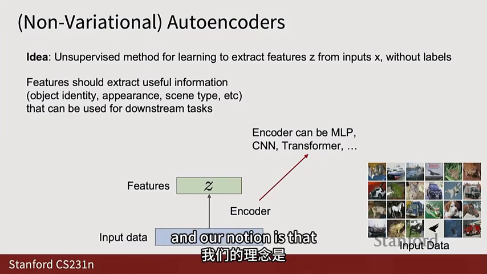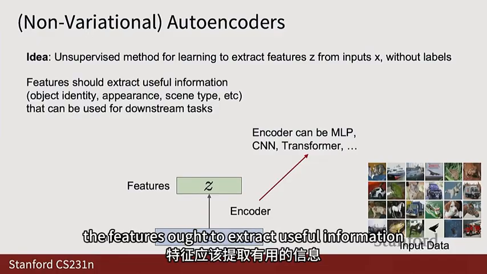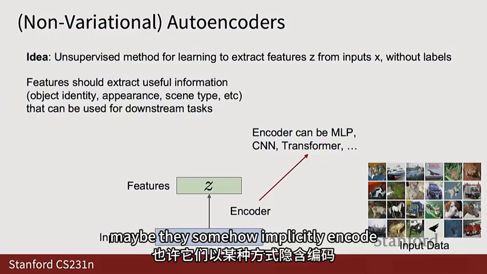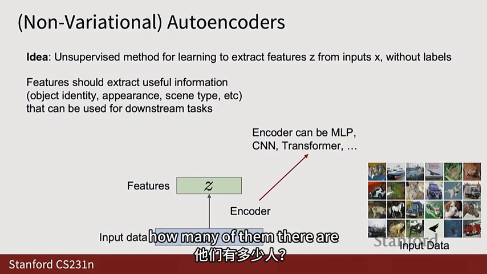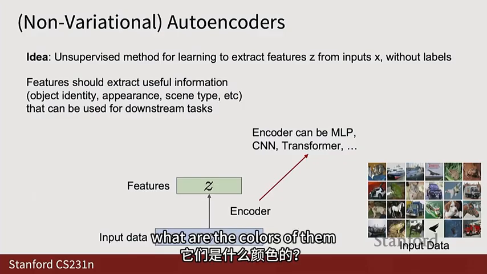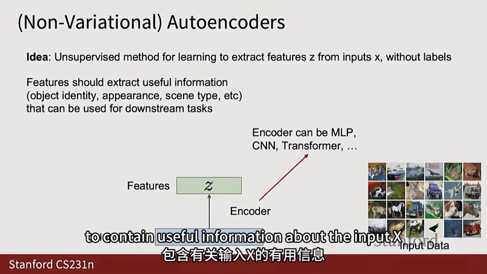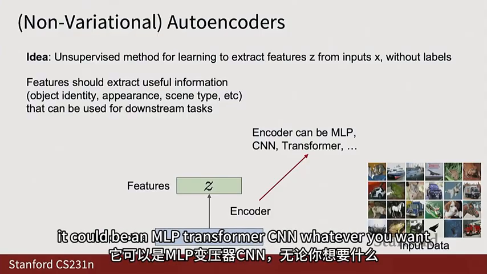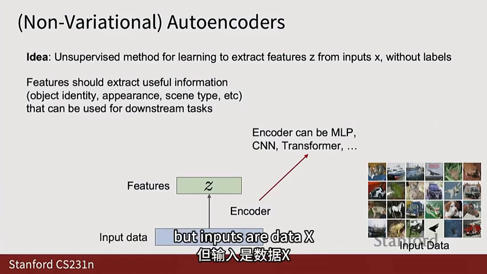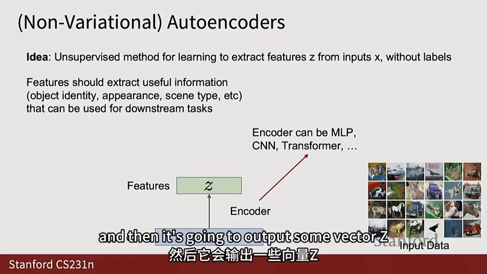And our notion is that the features ought to extract useful information about the data, right? Maybe they somehow implicitly encode what is the identity of objects in the image, how many of them there are, what are the colors of them. We want this feature vector Z to contain useful information about the input X. And this encoder itself could be a neural network of any architecture. It could be an MLP, transformer, CNN, whatever you want. But it inputs our data X, and then it's going to output some vector Z.